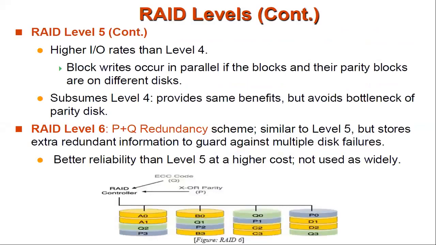And in RAID level 6, one more thing is that you are going to add the Q factor, that is P plus Q redundancy. That means you can see here the error correction code and then XOR parities are given here, and A0, B0, Q0, P0. So here not only the parity value, you are going to save the Q factor also. Okay, that means extra redundant information to guard against multiple disk failure. Okay, so here the redundancy detail as well as your parity details will be saved in multiple places, right?